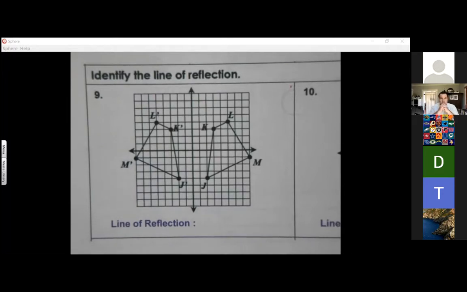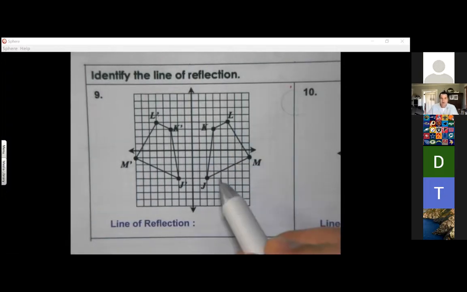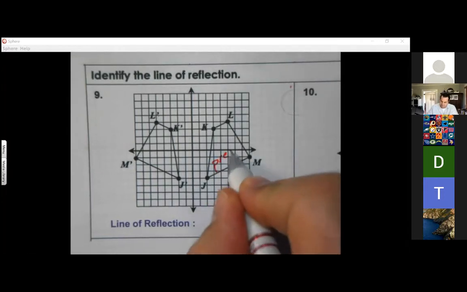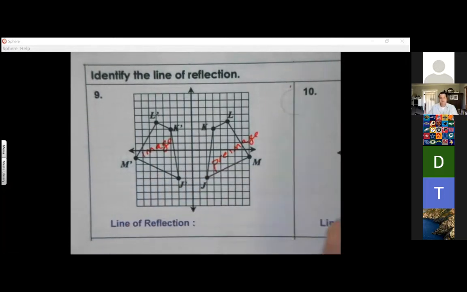Okay, so now we're looking at the line of reflection. We know that because these don't have the prime marks, this is the original, or what we call the pre-image. And this is the after, or what we call the image. And in order for it to go from here over to here, where is that line of reflection going to be? Where would I fold it so that they exactly fall on top of each other? On the y-axis. Very good.